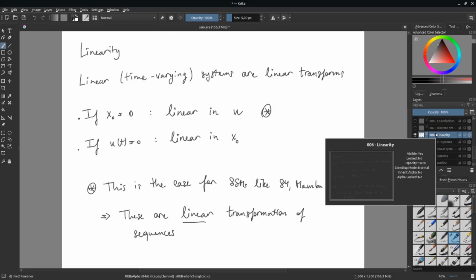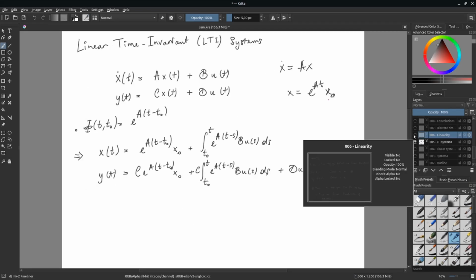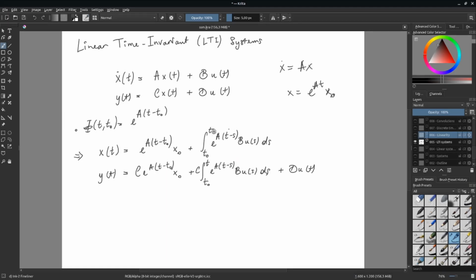Also, these are called linear systems, whether time varying or time invariant, because they're linear transforms in some sense. So for example, if I assume that my initial condition x0 is 0, then it turns out that this big integral here, this part goes to 0, so you only have an integral of u. This is actually linear in u.